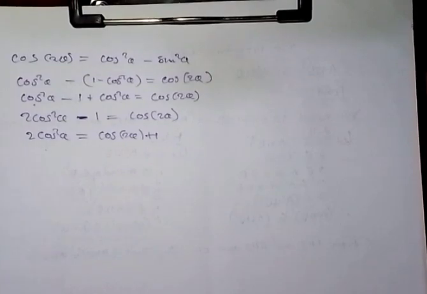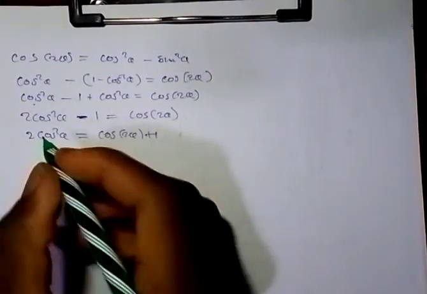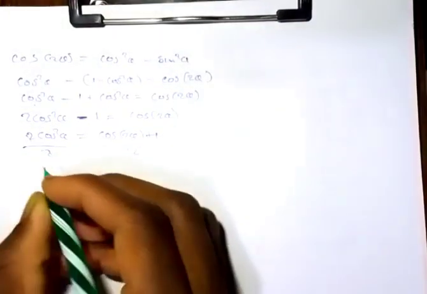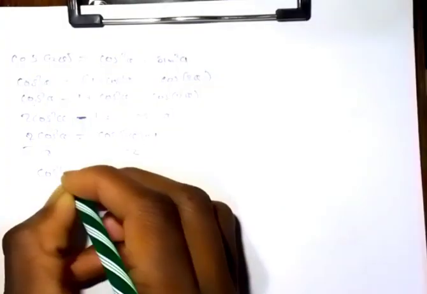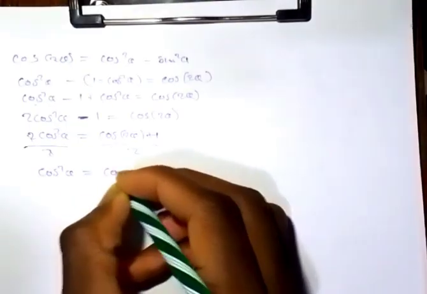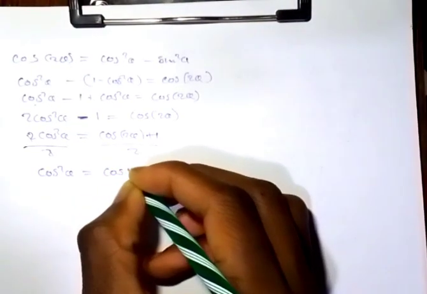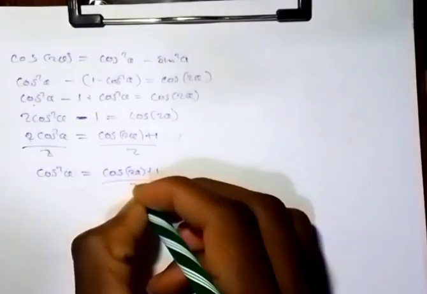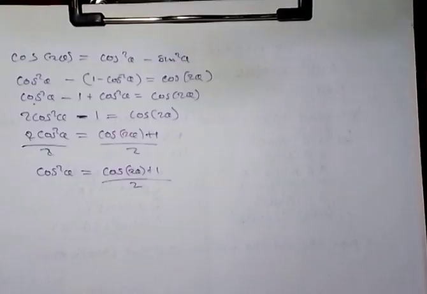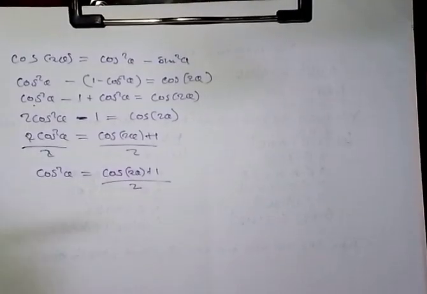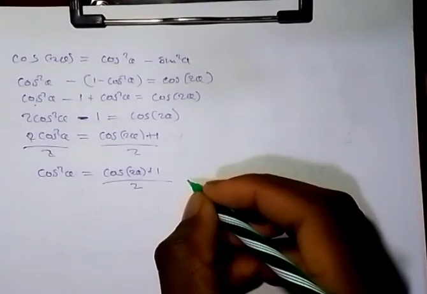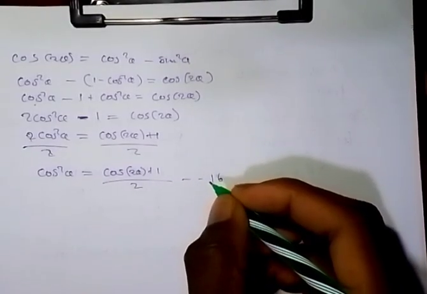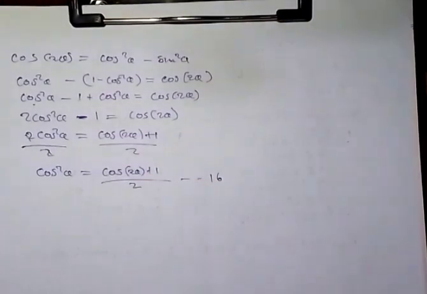Then we can divide through by 2, and by 2. That one goes. We have cos square theta to be equal to cos 2 theta plus 1 over 2. This is our equation number 16.